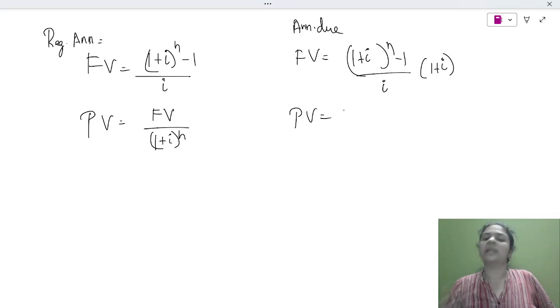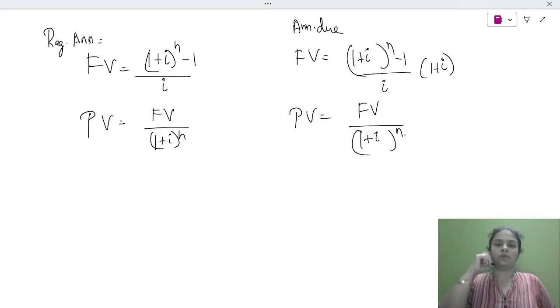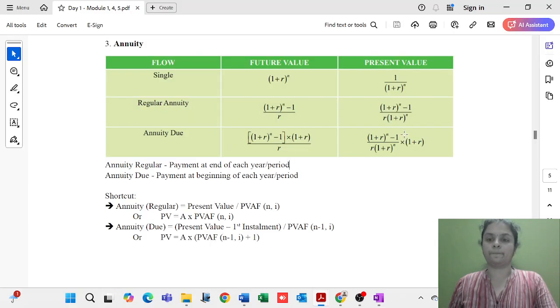Present value formula does not change. Same formula, future value divided by 1 plus I the whole power n.